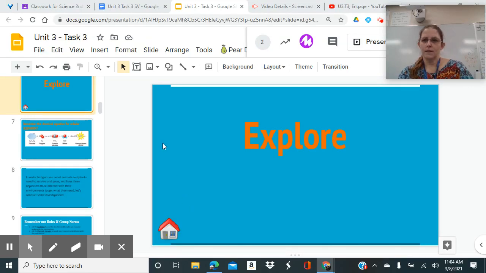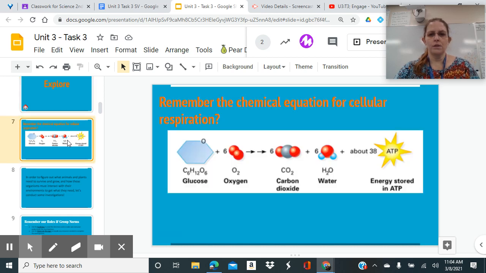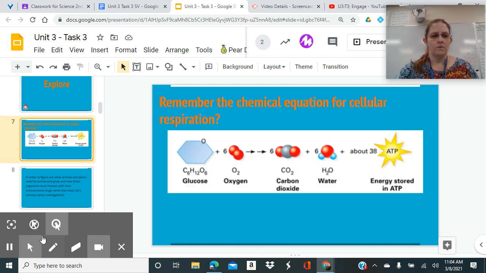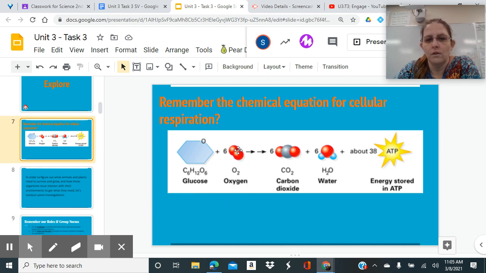All right, so today's the explore task. And what we're going to explore today is cellular respiration. Okay, so remember the chemical equation for cellular respiration. We have glucose and oxygen as the reactants, and then our products are carbon dioxide and water. And the output is energy that is stored as ATP.